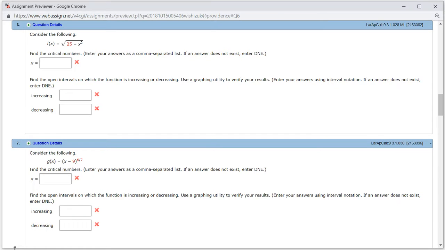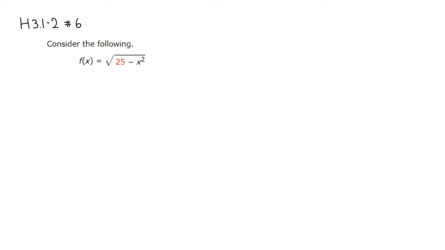All right, let's look at homework 3.1, 3.2, problem number 6. The function is the square root of 25 minus x squared. So this is a semicircle with radius 5. If you look at the picture, it's going to look like this.